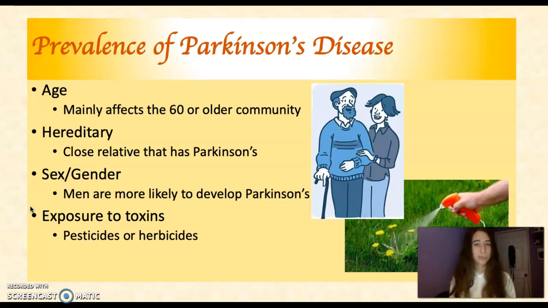community. Young adults rarely see Parkinson's disease because it usually comes on in middle to late life. Hereditary, like I said, it is prevalent if people in your close family have Parkinson's disease and if many people in your family have Parkinson's disease, but it's still not 100%.